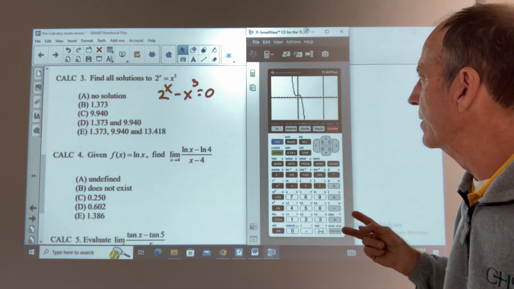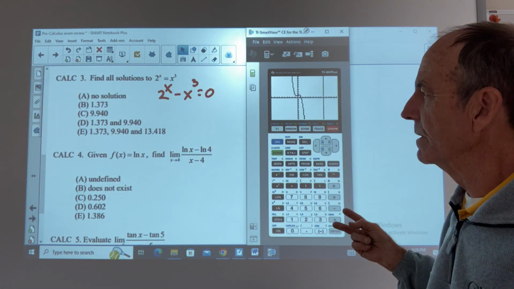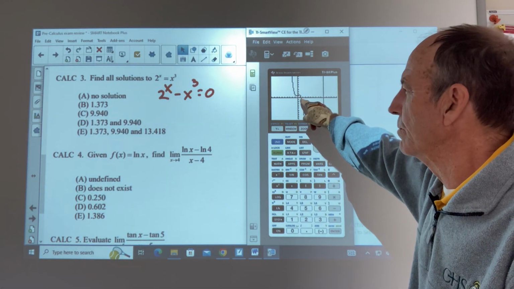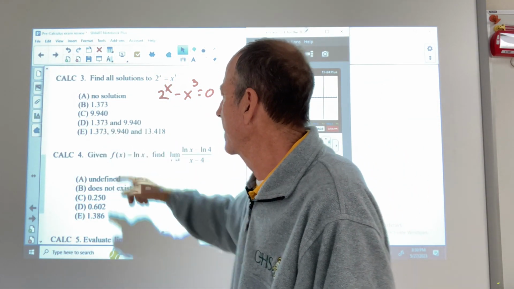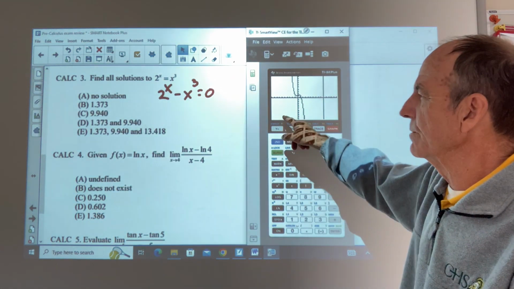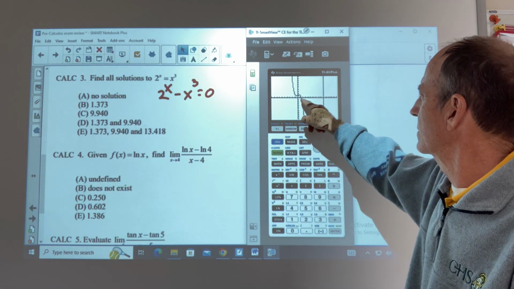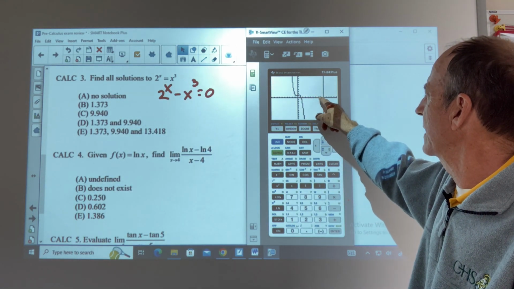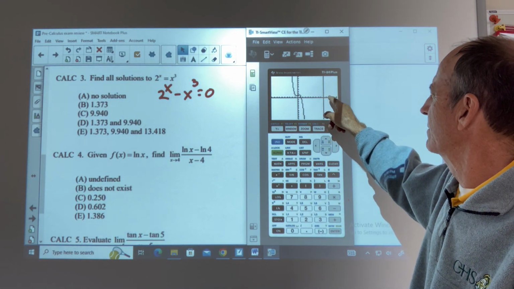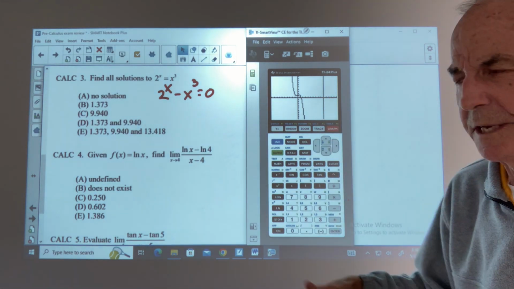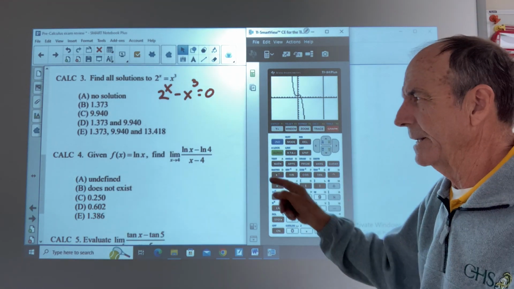So I'm looking for one that has a couple of zeros. This one looks like 1 point something. Probably 1.37, and then another one at 9.9. So let's see, 1, 2, 3, 4, 5, 6, 7, 8, 9, 10. That looks really close to 9.9. 11, 12, 13. I don't see another crossing at 13, so it's probably not E.